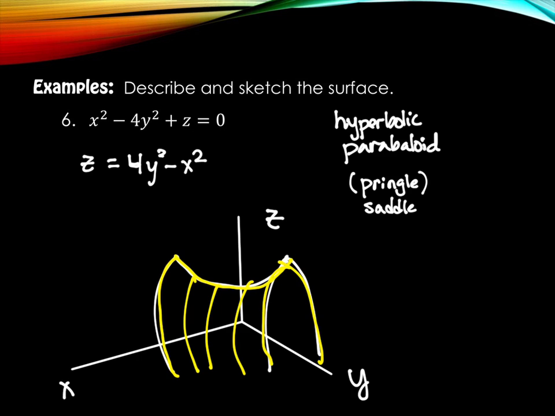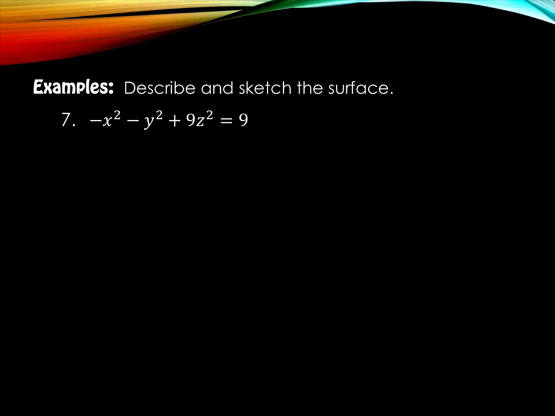Okay, we got one left to draw. Process of elimination tells you what it is. Try not to use process of elimination. What shape do I have here? This is the hyperboloid of two sheets.